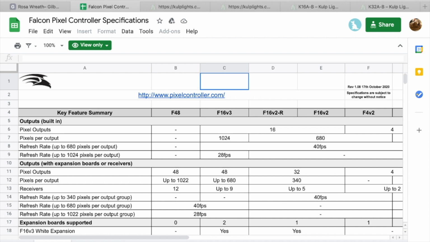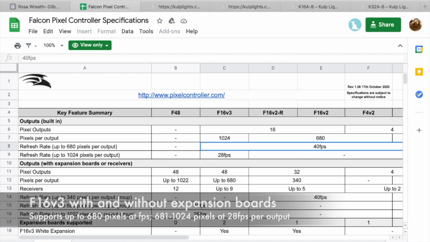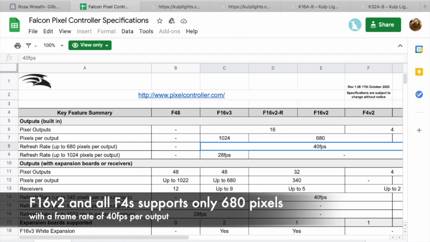Let's take a look at the Falcon pixel controller specifications. A link to this document is in the description below. The Falcon F16V3 with no expansion boards can support up to 680 pixels per output at 40 frames per second. It can also support up to 1024 pixels per output, but you're limited to 28 frames per second.